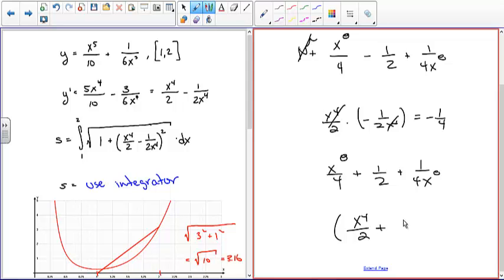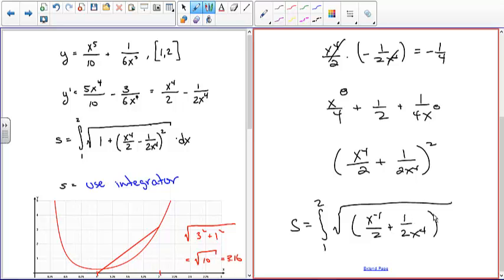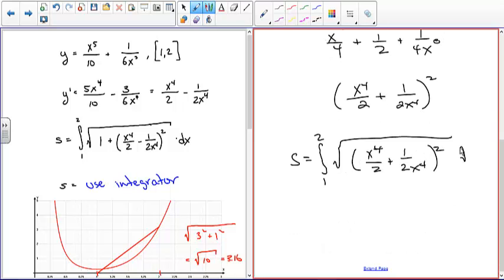So if it's that plus 1 over 2x to the fourth squared. So if you see, you multiply these together, you get that. If you multiply these together, you get a quarter, and you get that twice, so you get positive a half, and you multiply these two together to get that. So ultimately, when you're calculating the integral, you integrate from 1 to 2, because that's what they asked for, and you get the square root of x to the fourth over 2 plus 1 over 2x to the fourth squared. And the square root of something squared is just that something. So ultimately you end up with the integral from 1 to 2 of x to the fourth over 2 plus 1 over 2x to the fourth dx. And lo and behold, I can integrate that.